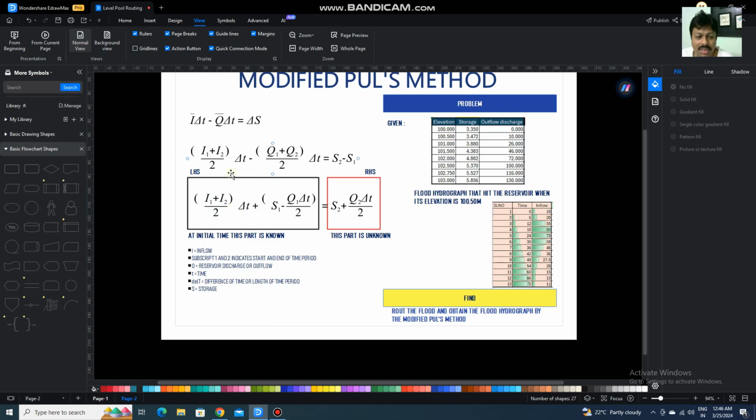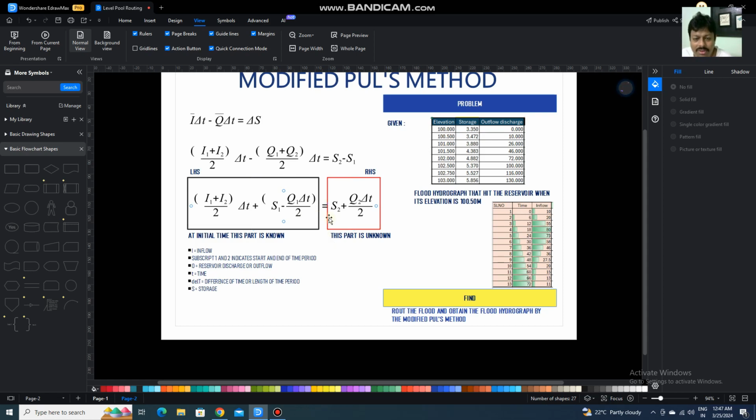So let us say this is LHS, this is RHS, left hand side, right hand side. If you note, left hand side is known to us at the initial time, correct? This is inflow, so I know what is coming in and what is going out. Del T, of course we know. S1 is the initial storage, Q1 is the initial outflow, and del T is the time period, and by 2. So all these terms I1, I2, S1, Q1 are known, because all is happening in the initial time scale. It is not happening in the final time scale.